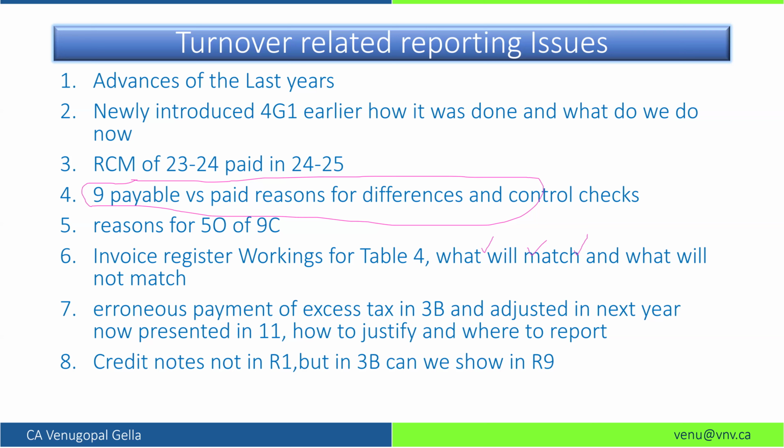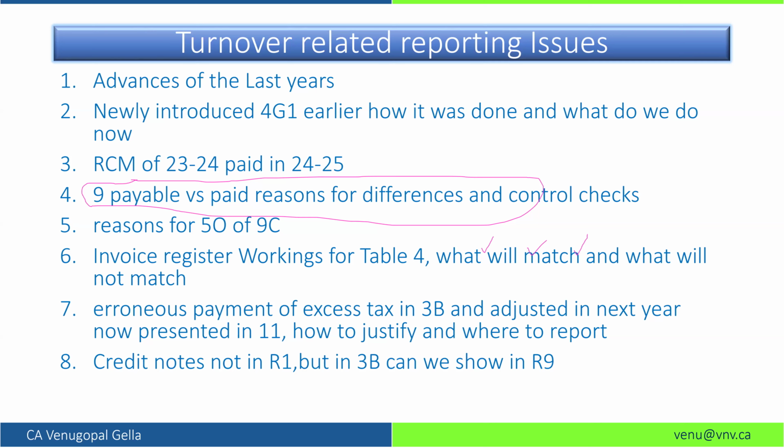Reason number 2 is table 10 of the last year. Last year I had 100 liability, 80 paid in 3B last year, 20 paid in the current year. So what I would have done in the previous year's R9, 80 was in table 4, 20 was in table 10. When it comes to the current year liability, let's say 100, my liability will be showing 100. My 3B payment is 120. So again, 9 payable and paid will have a difference.